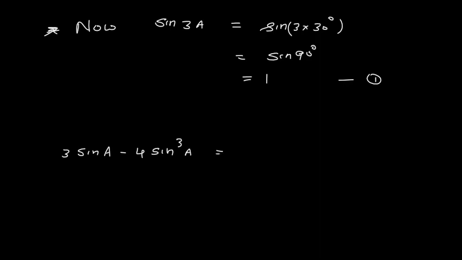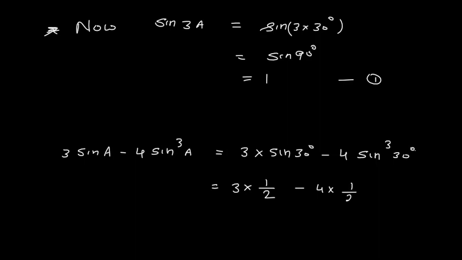So 3 sin a minus 4 sin cube a is equal to 3 into sin 30 degree minus 4 into sin cube 30 degree. Okay, so this is 3 into sin 30 degree, which is 1 by 2, minus 4 into sin cube 30 degree. So sin 30 is 1 by 2, so it is 1 by 2 the whole cube. So this is actually 3 by 2 minus 4 into 1 divided by 8.